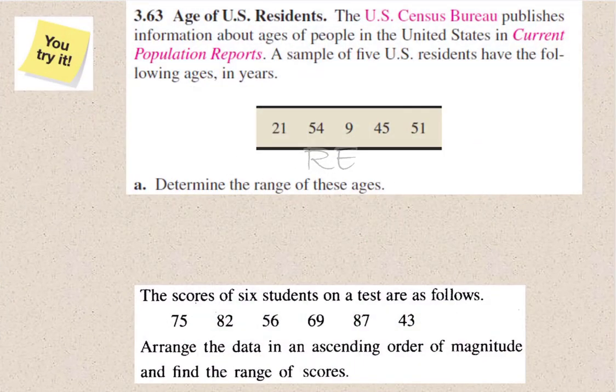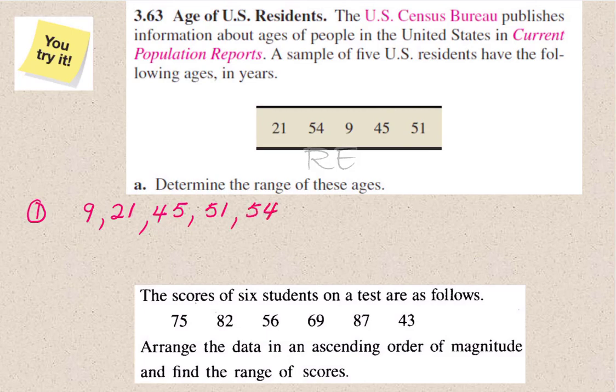In order to determine the range of these ages, we're going to list them in increasing order. List the observations in increasing order: 9, 21, 45 comes next, 51, and 54.